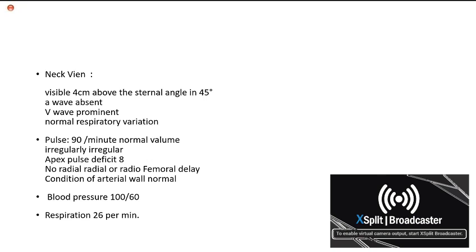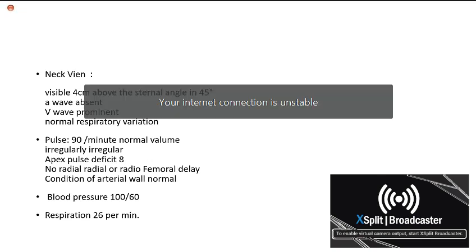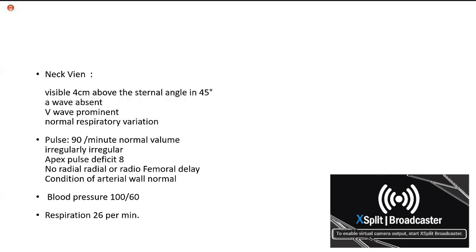So the V wave was a little more than this, about 6 centimeters. When a V wave is prominent, it is usually higher than the mean jugular vein pressure by about 3 to 4 centimeters. So if I take this as the mean jugular vein pressure, I would consider the V wave to be about 8 centimeters above the sternal angle.